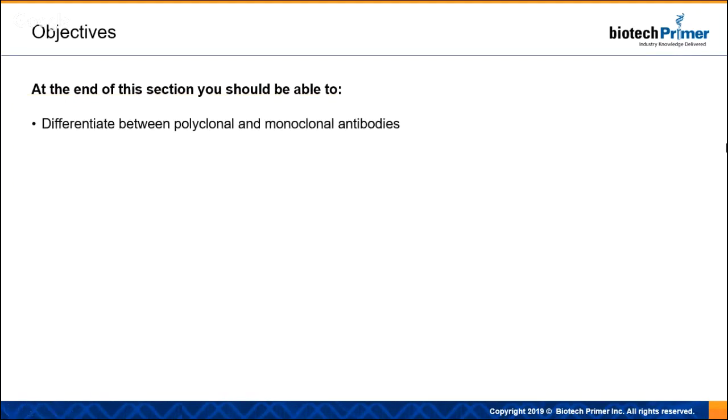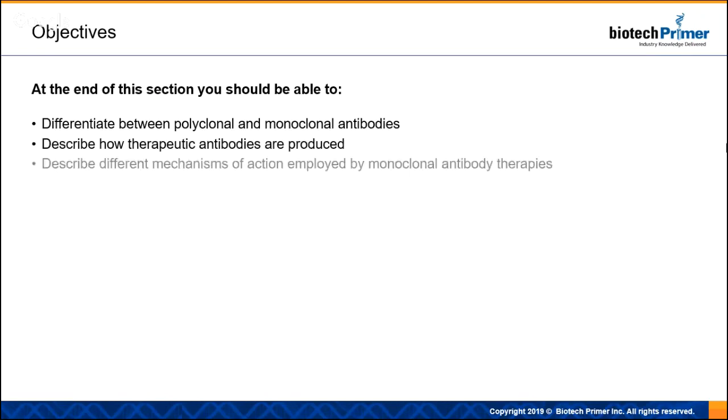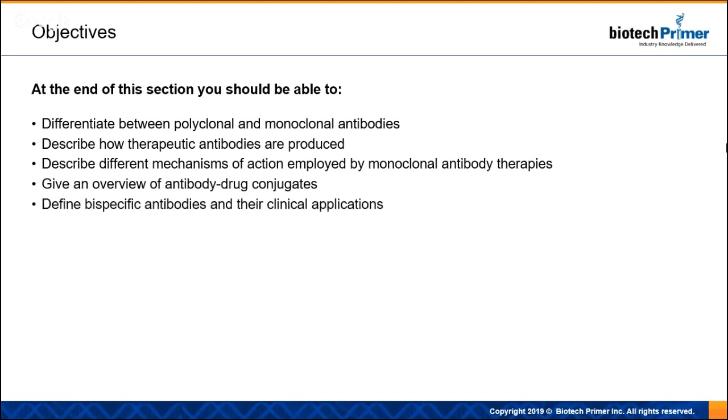we'll differentiate between polyclonal and monoclonal antibodies. We'll describe how therapeutic antibodies are produced. We'll describe the different mechanisms of action employed by monoclonal antibody therapies. We'll give an overview of antibody-drug conjugates. We'll describe bispecific antibodies and their clinical applications.